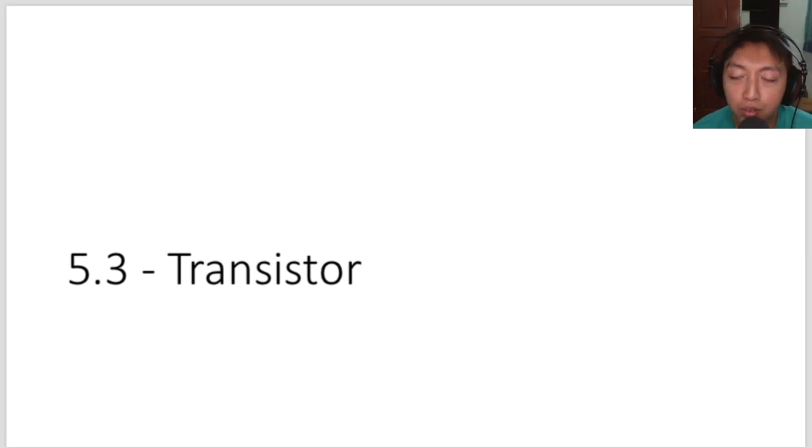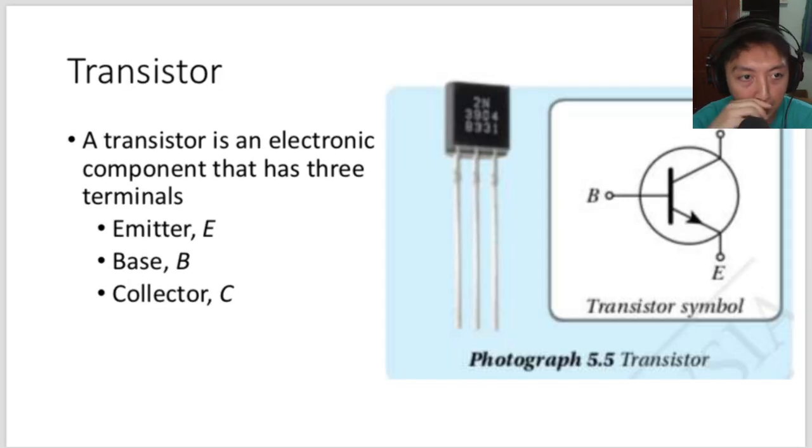I won't go too much into detail, because in all honesty, your textbook does not go into detail on transistors. However, I think this is just my opinion, I think your textbook is skipping too much of the basics on transistors, which makes it a little bit difficult to understand what it's saying about transistors. But I will just briefly discuss transistors.